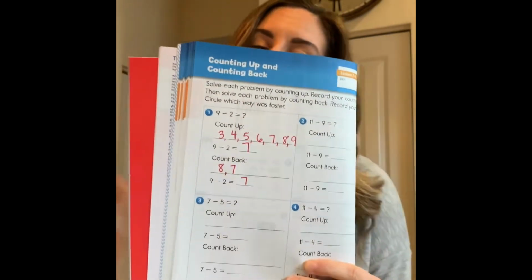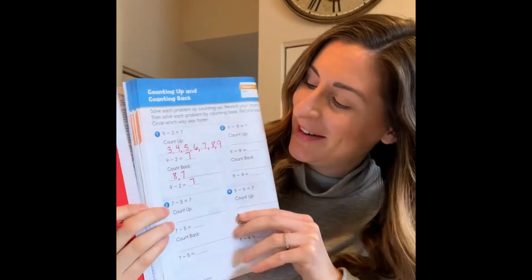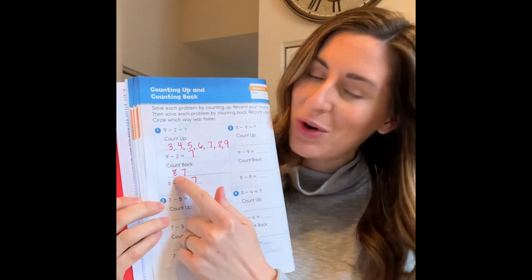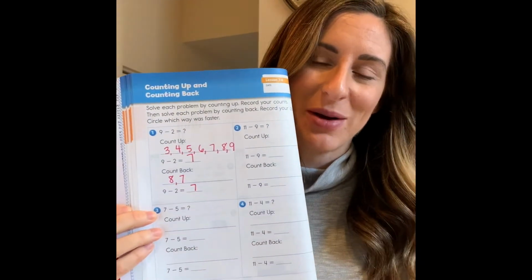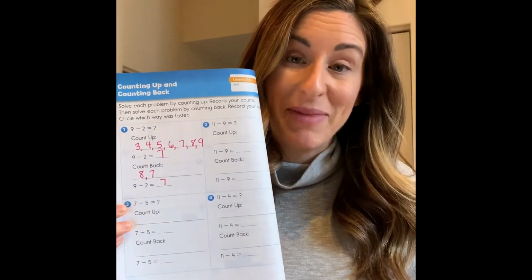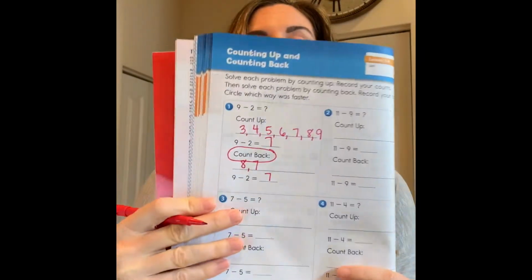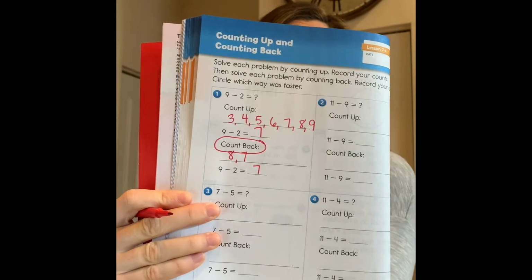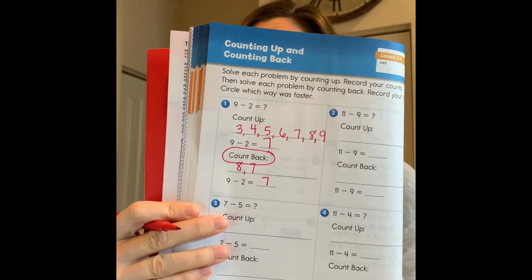Now, which way was faster? Was it this one where we had to list all those numbers? Or was it this one where we just said 2 numbers? Obviously, counting back was faster for this particular problem. We're going to circle the words count back because they asked us to circle which one was faster, and it was counting back. So we circled that.